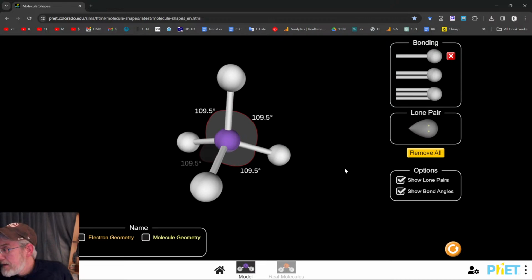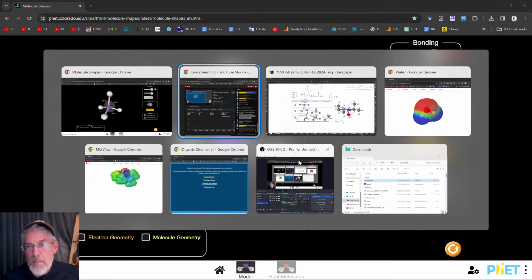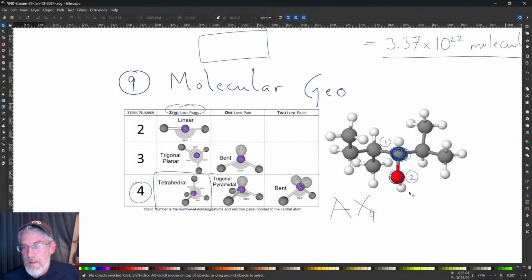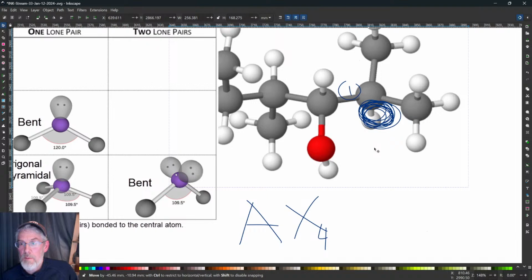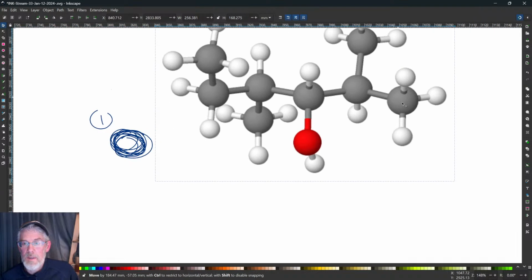All right. So let's go look at that other part there, that oxygen. That's a little tricky. I don't know if anybody got the molecular geometry for the oxygen there. I'm going to blow it up a little bit. Oop. Let's move it over here.